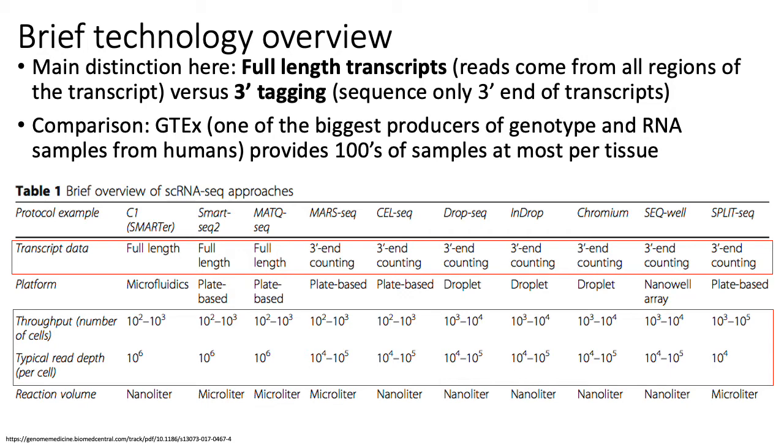There actually are now protocols for doing 5' tag counting as well, but they're not discussed here. They would also suffer from a similar problem: if you only sequence one end, then you don't know what happens at the other end.